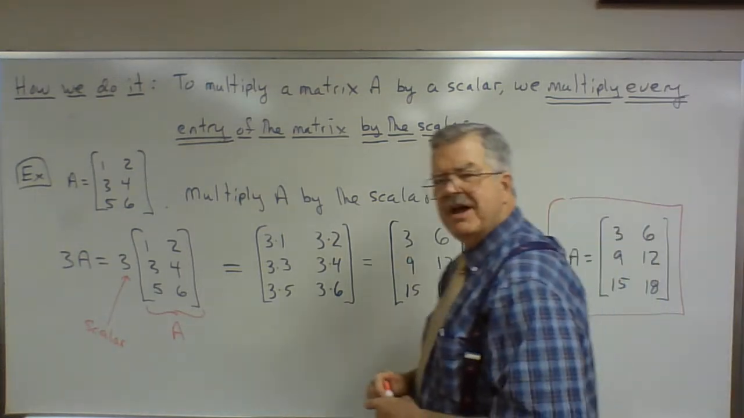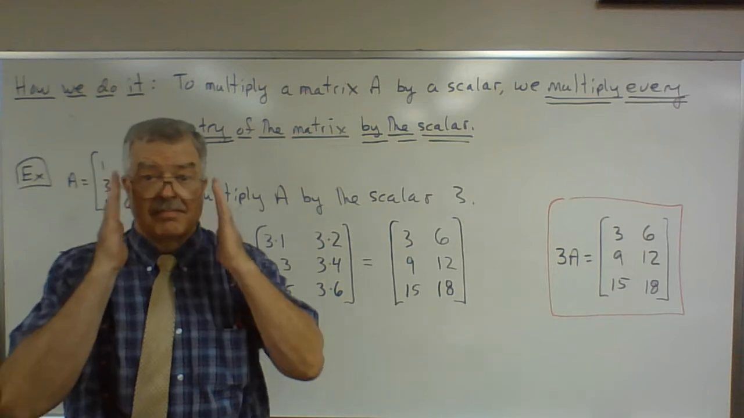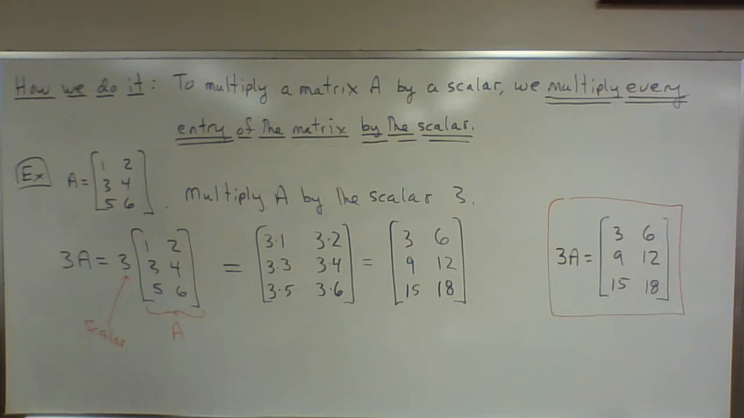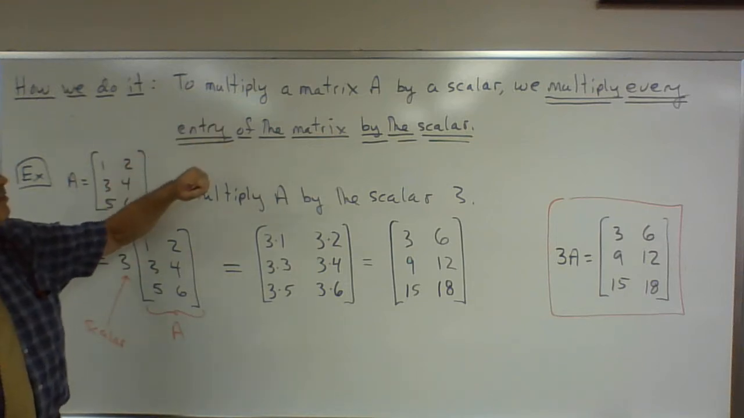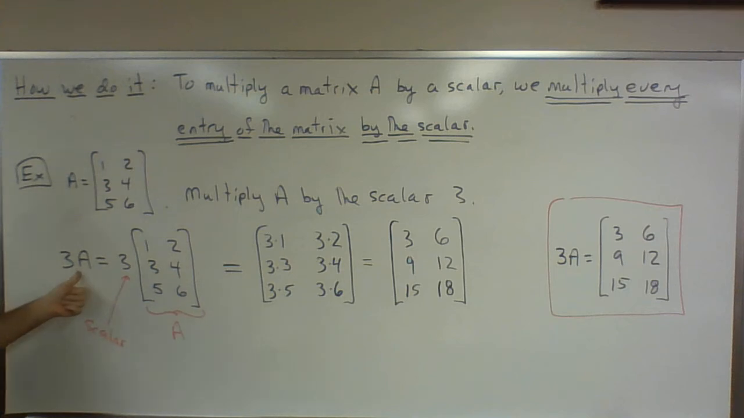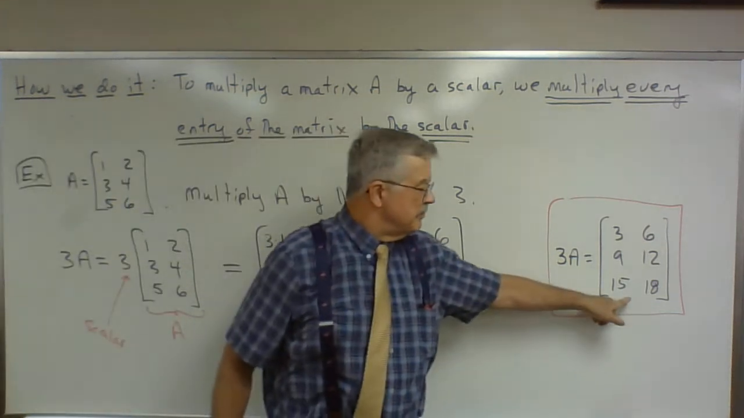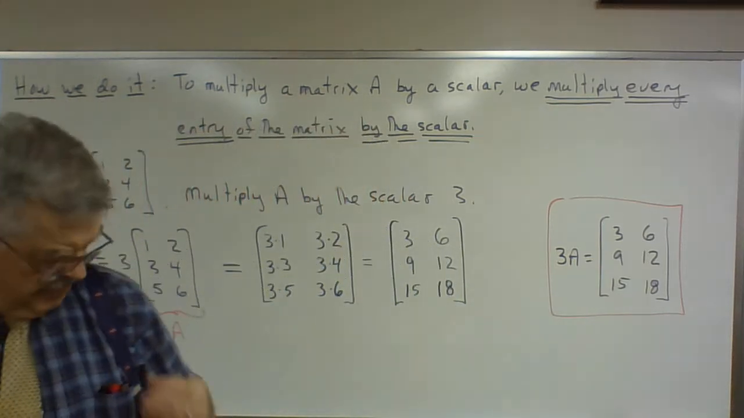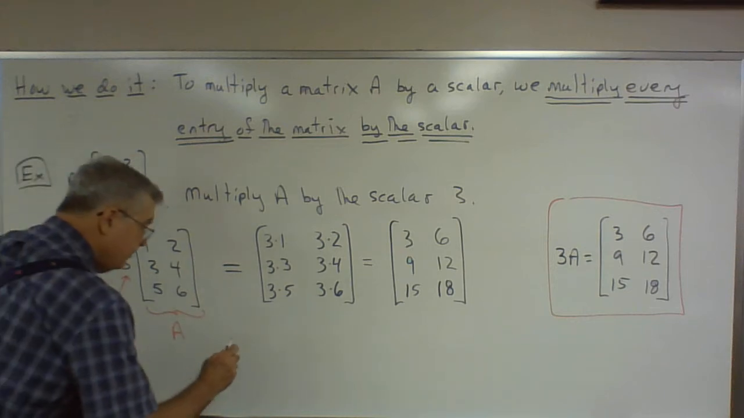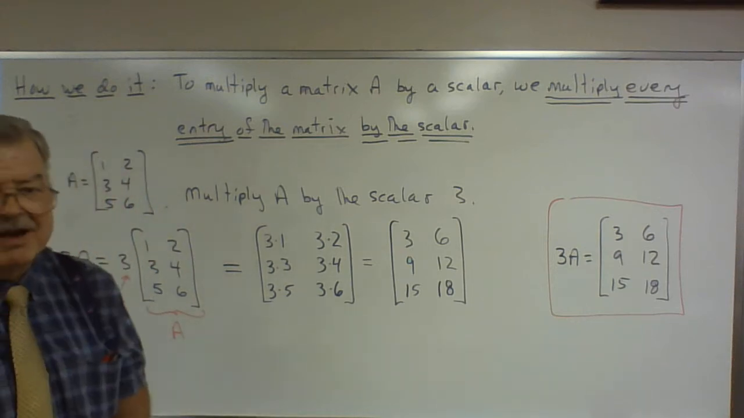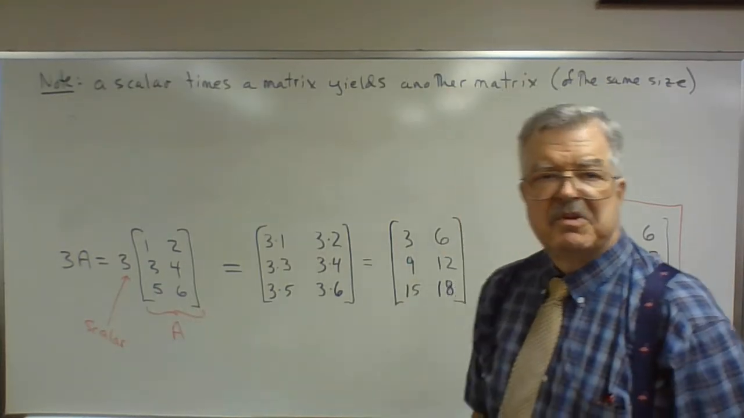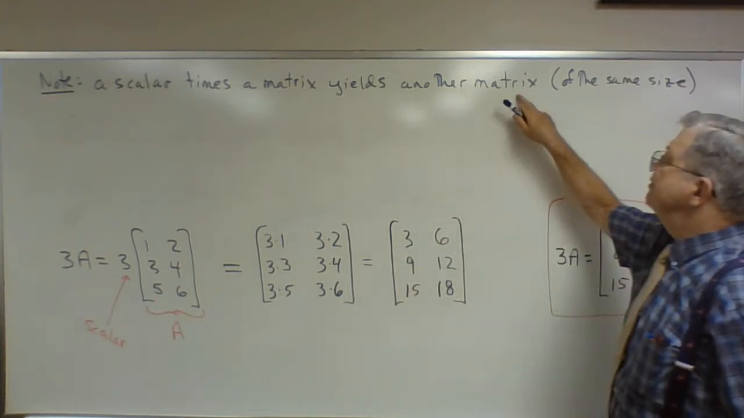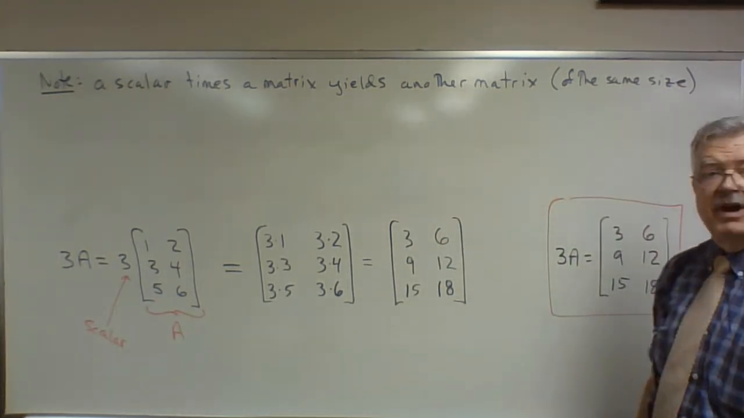And maybe that brings out another point that I should mention. If we multiply a matrix by a scalar, like we did here, we get another matrix. So a scalar times a matrix is another matrix. And I'll write that down in a second. Just a footnote here. A scalar times a matrix yields another matrix of the same size.